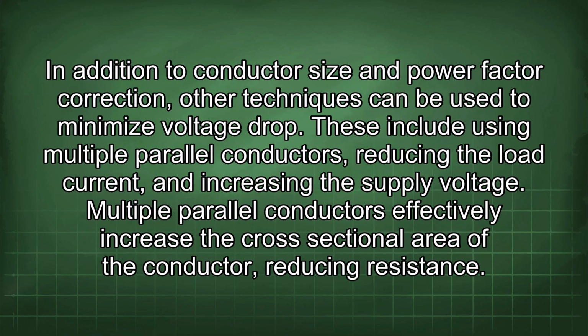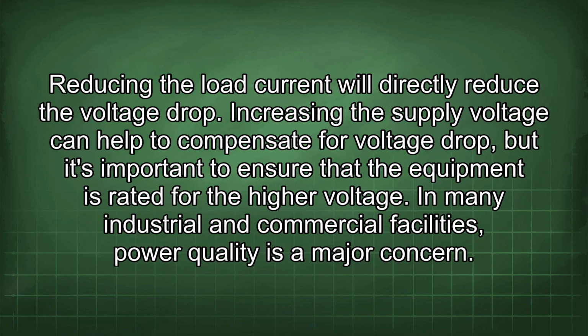In addition to conductor size and power factor correction, other techniques can be used to minimize voltage drop. These include using multiple parallel conductors, reducing the load current, and increasing the supply voltage. Multiple parallel conductors effectively increase the cross-sectional area of the conductor, reducing resistance. Reducing the load current will directly reduce the voltage drop.